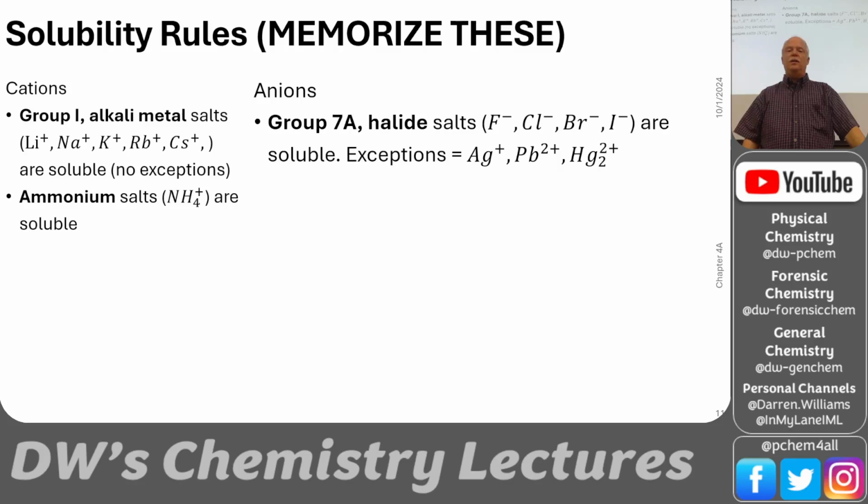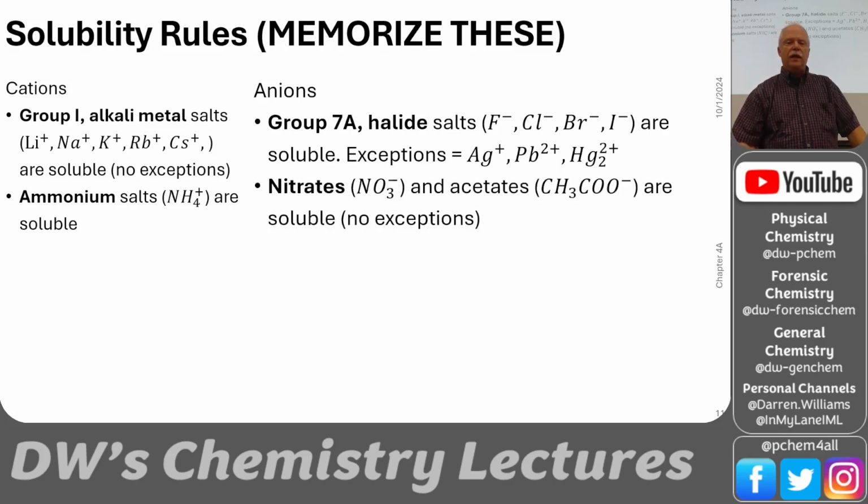Okay. So what does that mean as an exception? Well, if I were to put a halide in solution and I had lead 2 plus cations in there, it would grab those halides and it would precipitate out. So lead 2 chloride would be solid after it, not aqueous. Okay, nitrates and acetates are soluble, no exceptions.